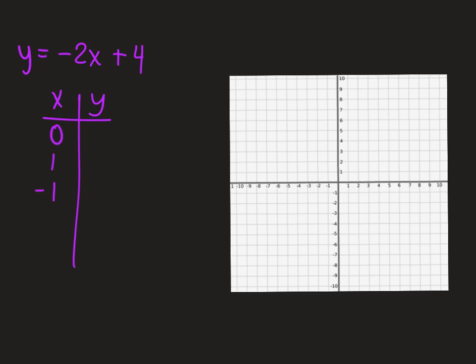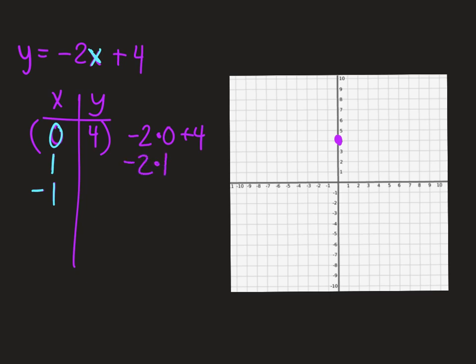So now I'm going to evaluate. Wherever x was, I'm going to stick in a 0. Then I'm going to stick in a 1. Then I'm going to stick in a -1. And I'm going to keep finding my answers. -2 times 0 plus 4. Well, anything times 0 is 0, plus 4 is 4. That's my first dot. My first dot is at 0, 4. It's kind of like an ordered pair. So x equals 0, y equals 4, there's my dot.